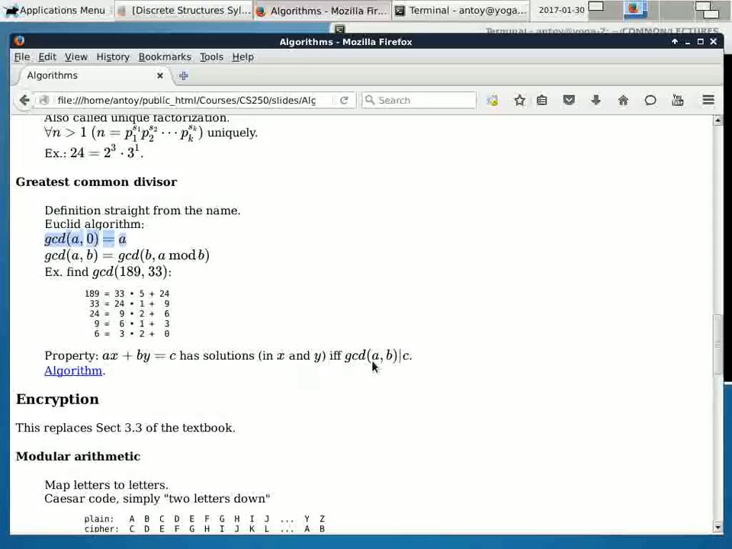If the greatest common divisor of A and B is some number C, then we can find X and Y such that this equation has a solution. So, how do we see this equation in this example that I'm doing? A was 189, the other one was 33. So there is this x plus 33 y is equal to 3. This one here.